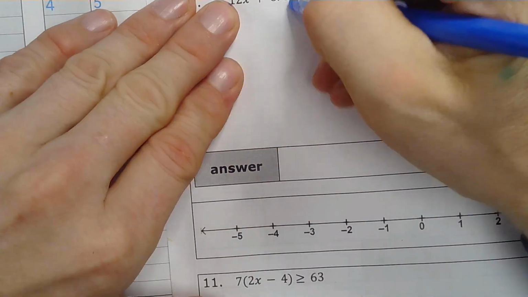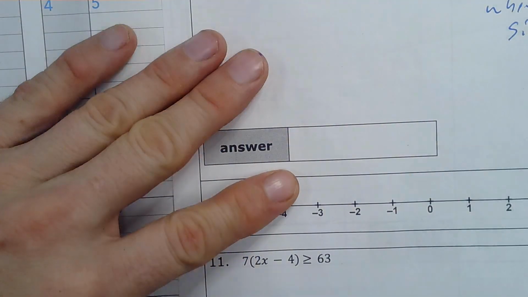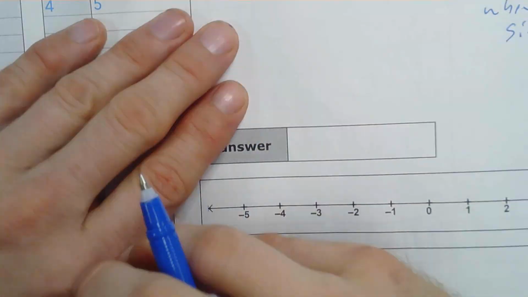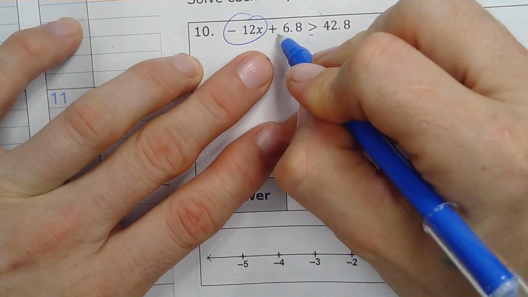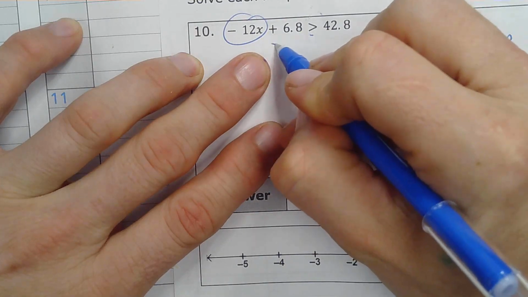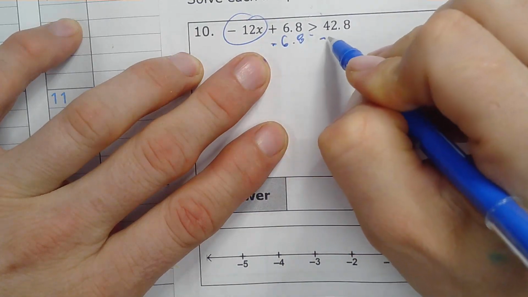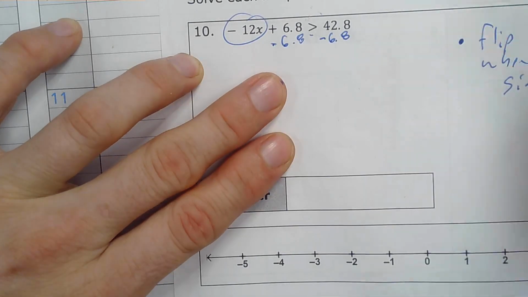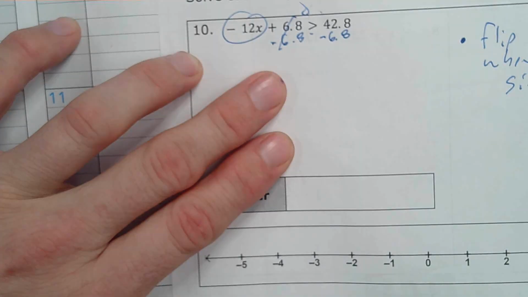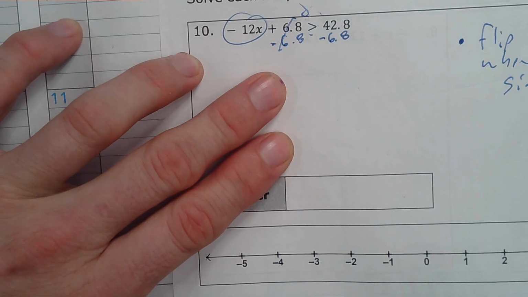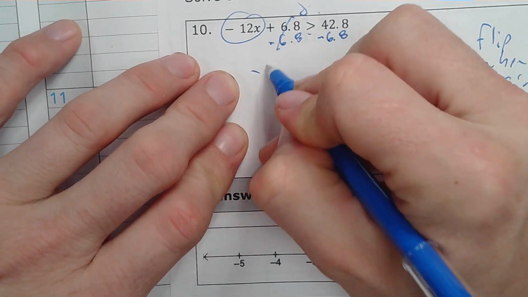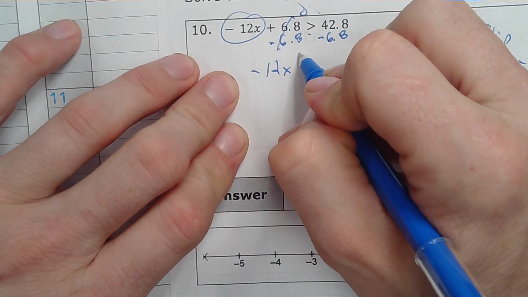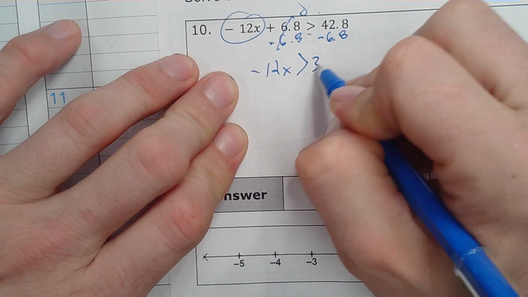Okay, so here's an example. First things first, you need to isolate the variable term. In order to do that, the easy way is to subtract negative 6.8 from both sides. So that means this side is 0, and the other side is going to be 36. So it's going to be negative 12x is greater than 36.